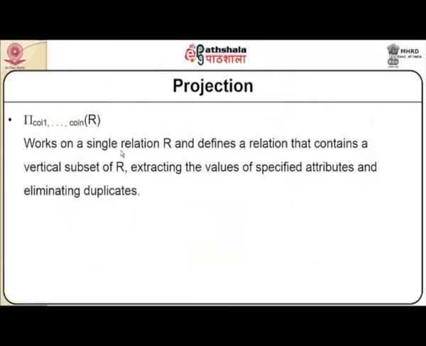The second operation is called projection, which we will represent with the symbol pi for a relation R, followed by a list of column values: column 1, column 2, column 3 up to column n. Projection works on a single relation R and defines a relation that contains a vertical subset of R, extracting the values of specified attributes and eliminating duplicates.